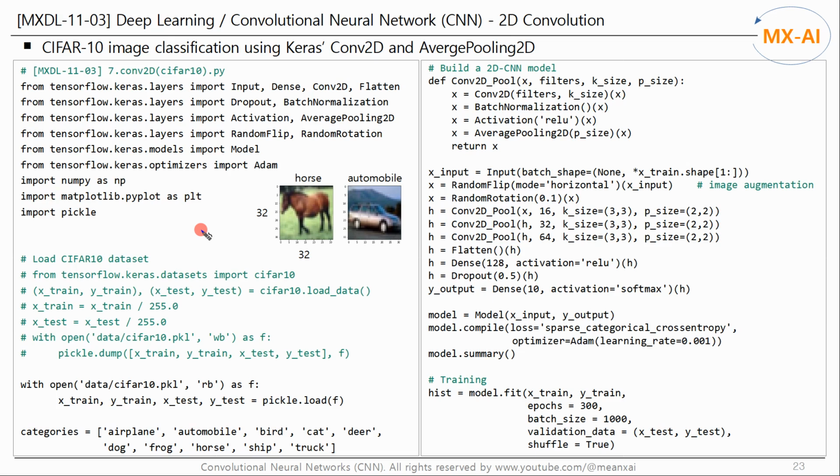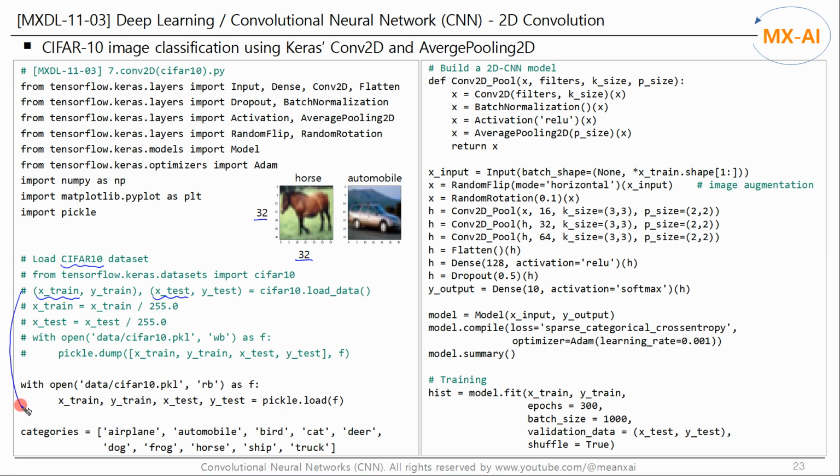Next, let's classify CIFAR10 images using 2D convolution. The CIFAR10 dataset consists of 60,000 color images with a 32 by 32 pixels resolution in 10 classes, with 6,000 images per class. There are 50,000 training images and 10,000 test images. CIFAR10 classification is a more challenging problem than MNIST classification.